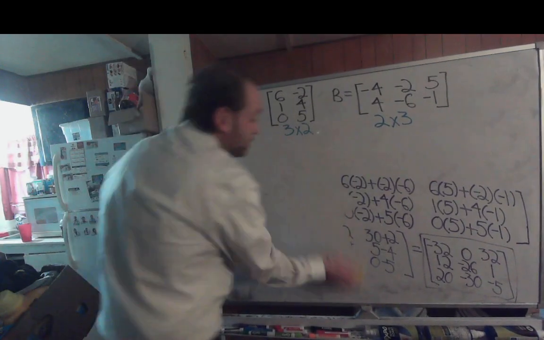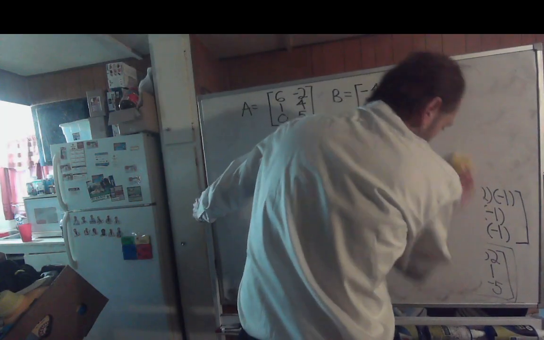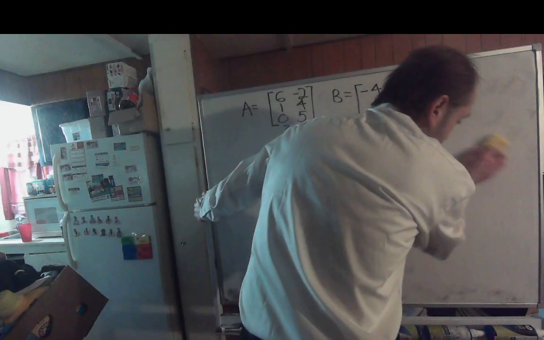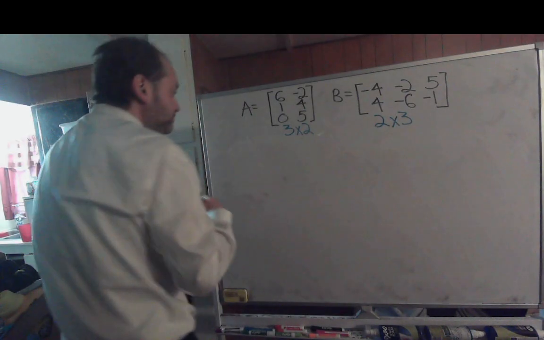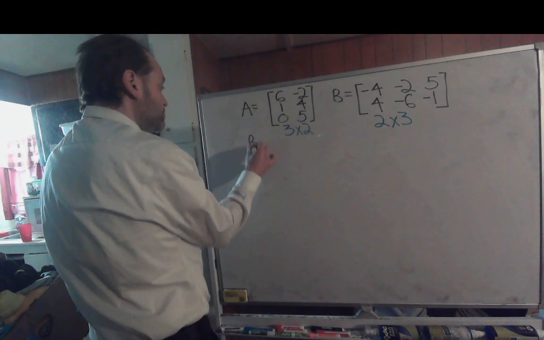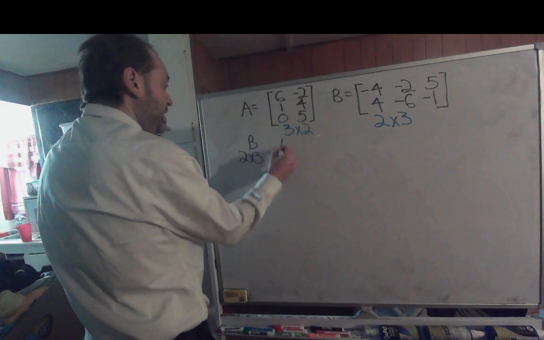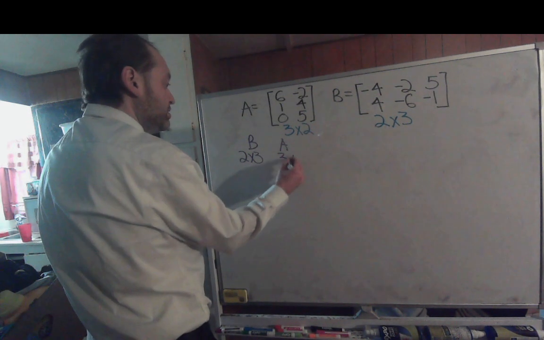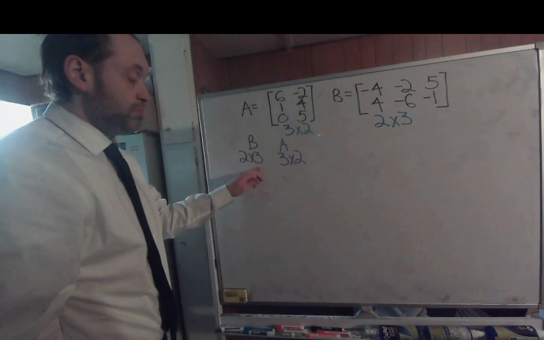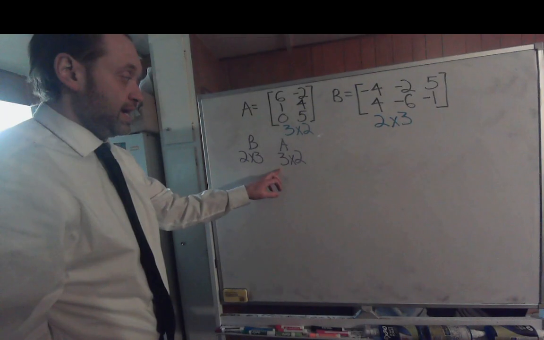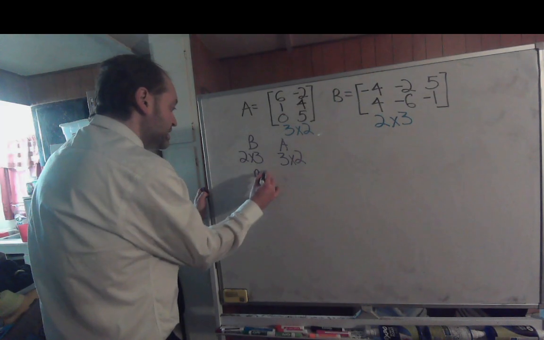It's going to be, can we do B times A? Can we in fact do B times A? Alright, so let's find out. B is what? It's a 2 by 3. A is a 3 by 2. Well, the number of columns in B matches the number of rows in A. So yes, we actually can do B times A. We can totally do B times A.